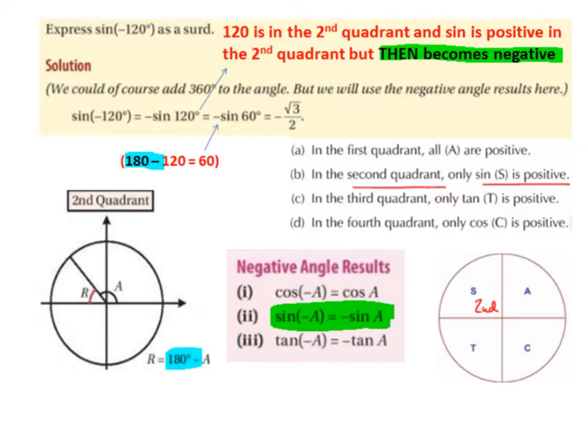Now let's say we wanted to work it out the other way. We could have added on 360 degrees. So minus 120 degrees plus 360 degrees equals 240 degrees. Now 240 degrees lies in the third quadrant. So we have 0, 90, 180, 270. So 240 degrees lies in the third quadrant. And in the third quadrant, only tan is positive. So we know that sine will be negative first of all. And in order to work out the reference angle in the third quadrant, it's going to be the angle that we have minus 180 degrees.